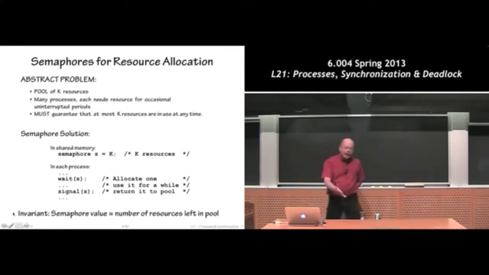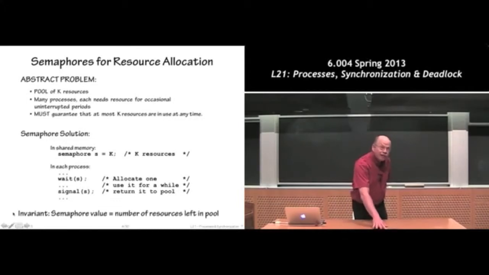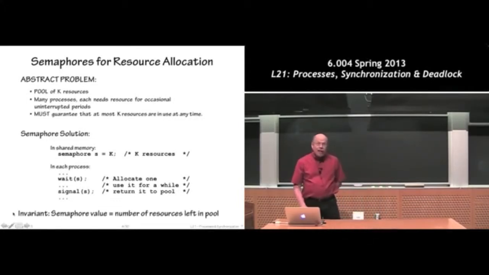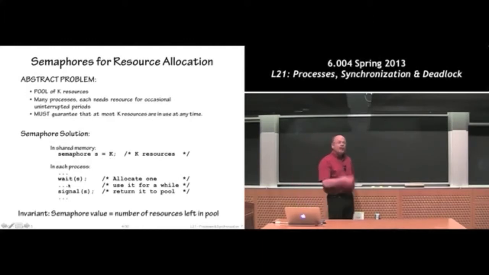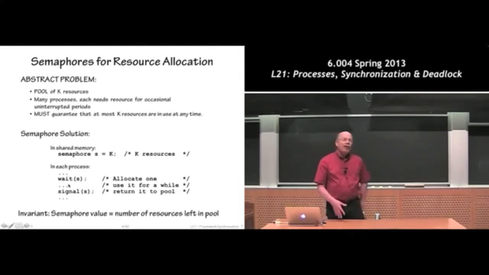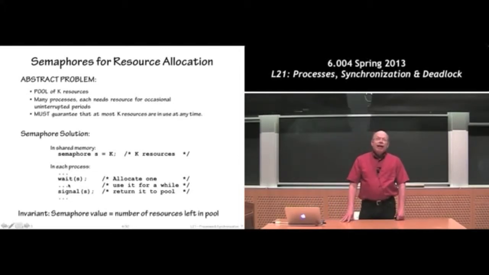In the case of our n character buffer, we have a pool of n resources, which are the spaces in the buffer. So there's this notion that you have the semaphore in shared memory, and then in each process, if you want to use one of those k resources, you can go ahead and wait on it. And if one is available, in other words, if the semaphore is greater than 0, you can decrement it, which means that you grabbed one of the k resources.